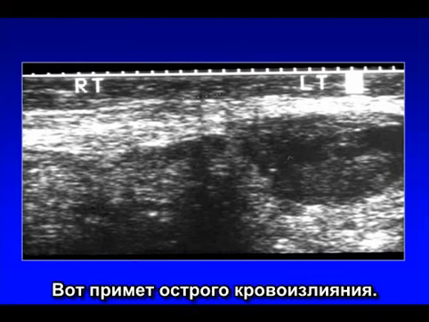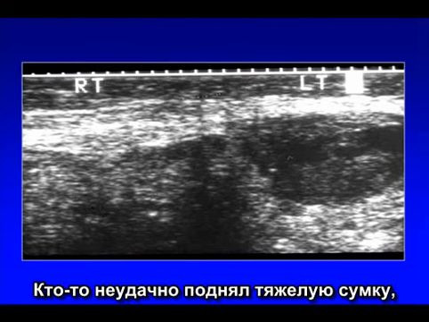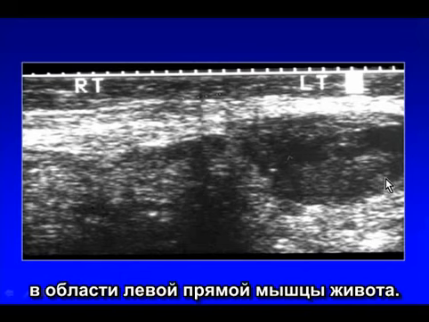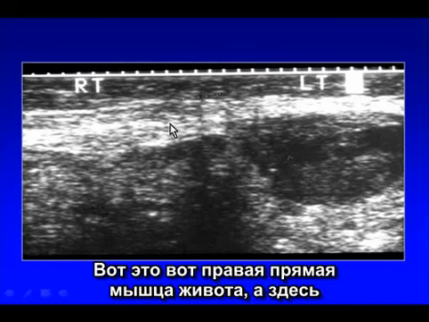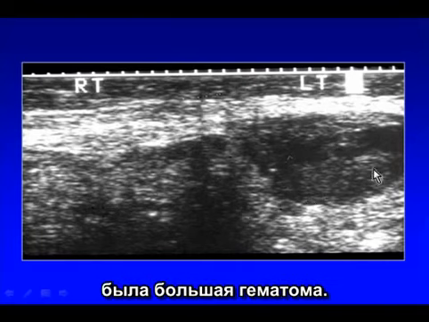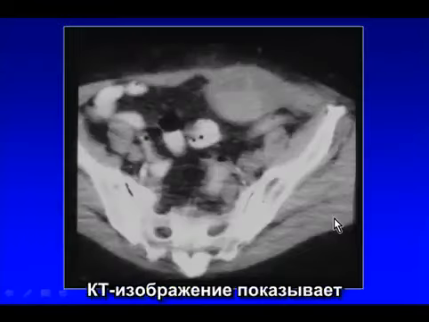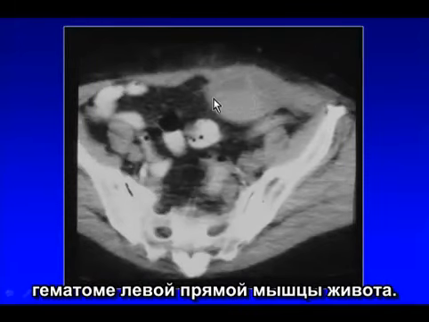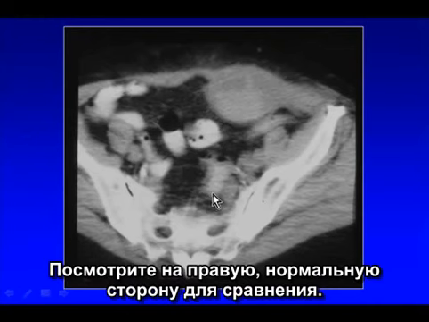Here's an example of an acute hemorrhage. Somebody was lifting grocery bags and felt a tear. And in the left rectus abdominis, here's the right rectus abdominis, and the left, there was a big hematoma in the rectus sheath. Here's a CT showing some layering of acute blood within this left rectus hematoma. Again, compare it to the normal right side for comparison.